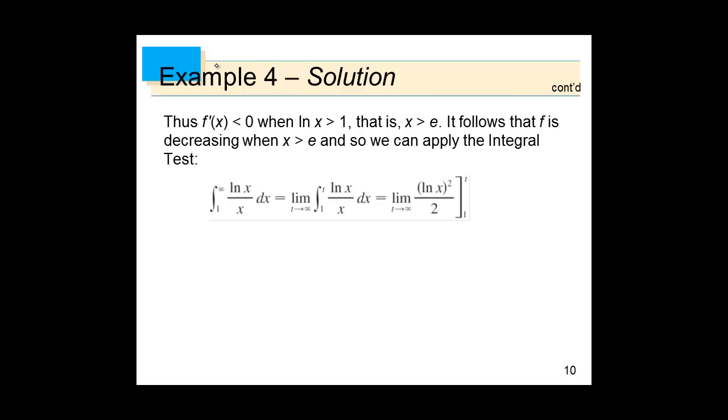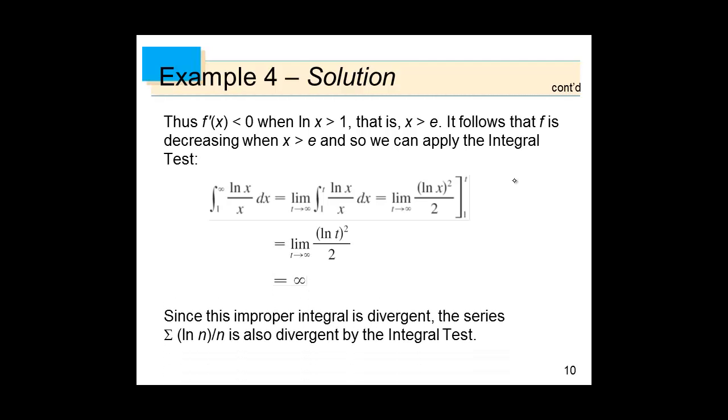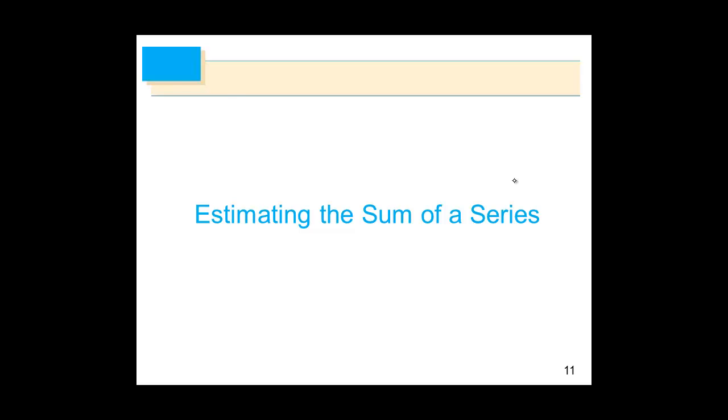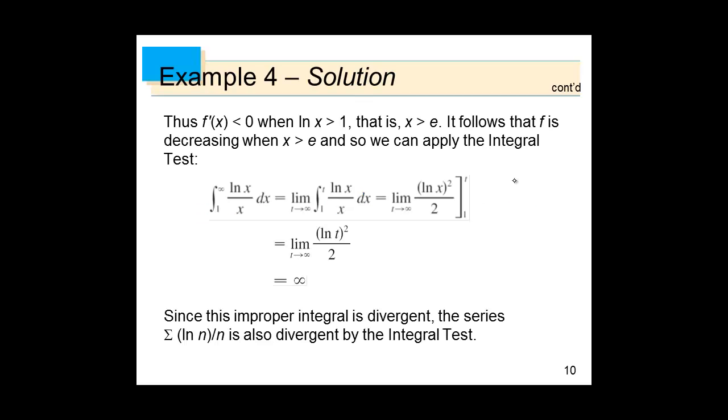So now we can apply the test. In order to apply the test, we look at the integral from 1 to infinity of ln of x over x. That integral is infinity, so it's divergent. And because it's divergent, we can say that the sum of ln of n over n is divergent as well. Is everyone okay with that? Questions? Any questions at all?